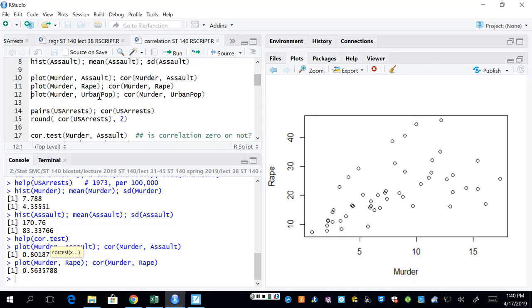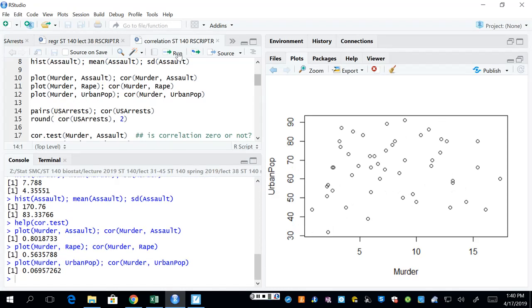The murder rate versus percent of the urban population. Not a whole lot of distinct pattern there, right? There's a little bit because it's kind of lower in both murder rate and urban population down here. So that's enough to make it a little non-zero, but it's 0.07 rounding it. Practically zero.